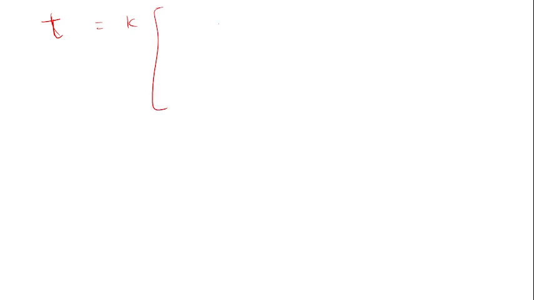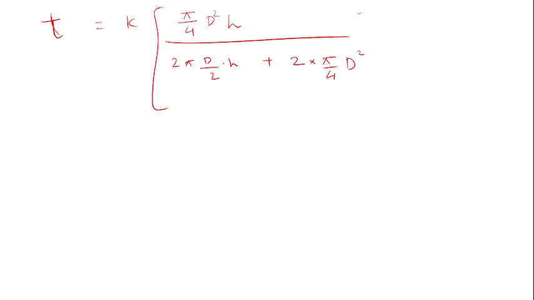What is the volume of a cylinder? Pi by 4 d square h, right? Pi r square h. Then what will be the surface area in terms of d? Firstly, it is 2 pi rh. So we'll write 2 pi d by 2 into h plus 2 pi r square, which will be 2 pi by 4 d square. Correct?